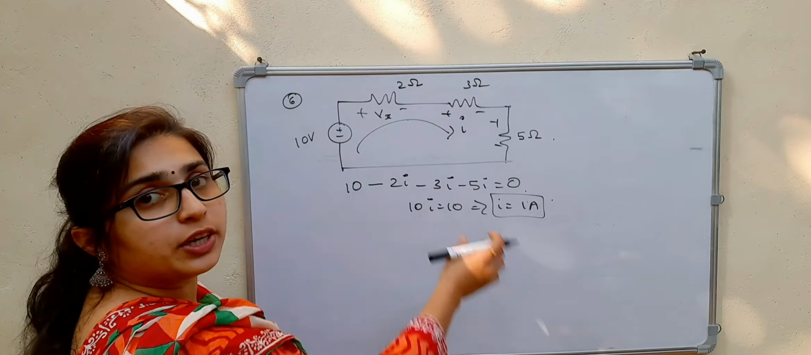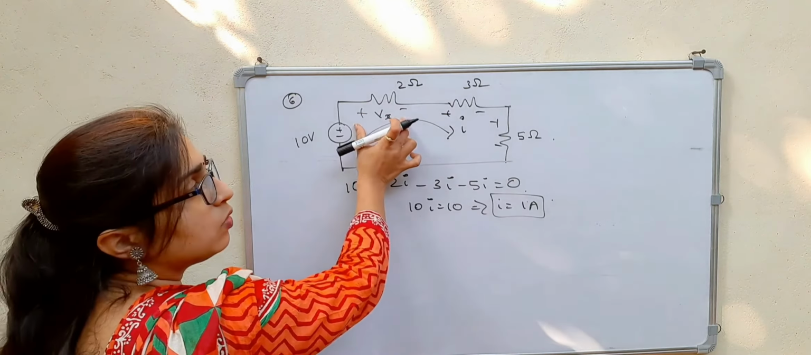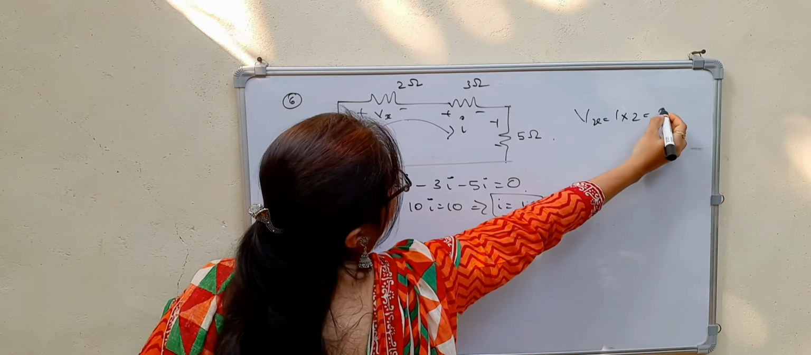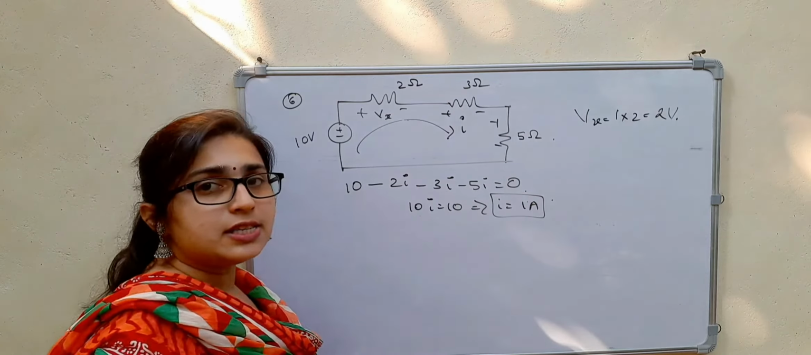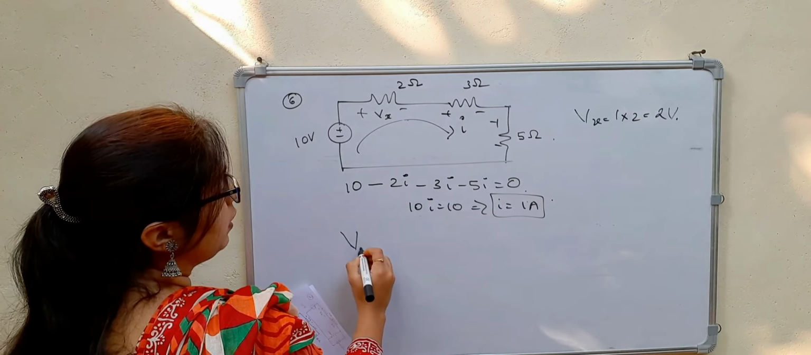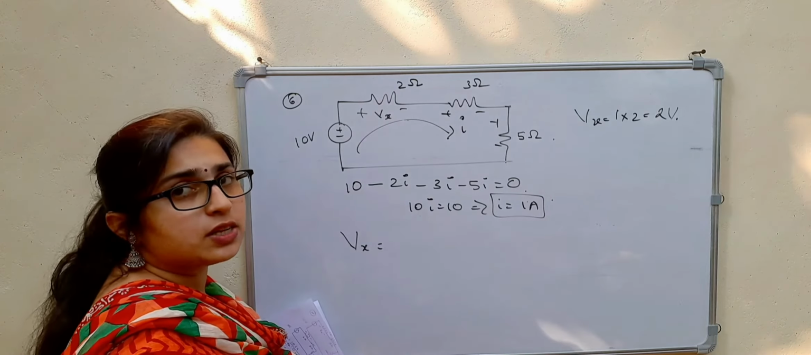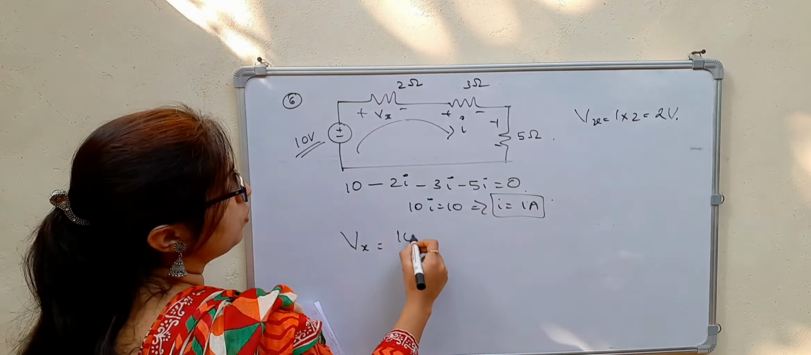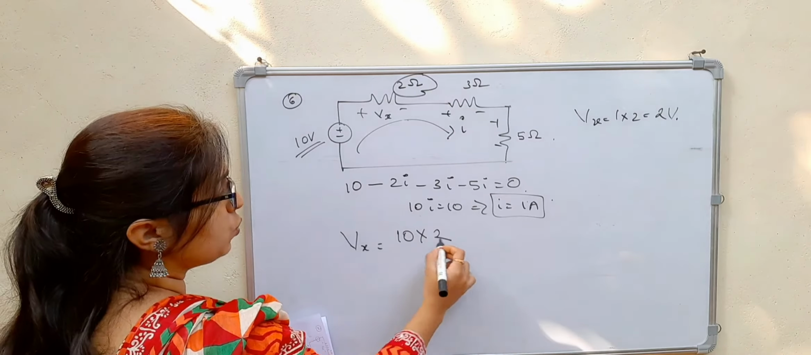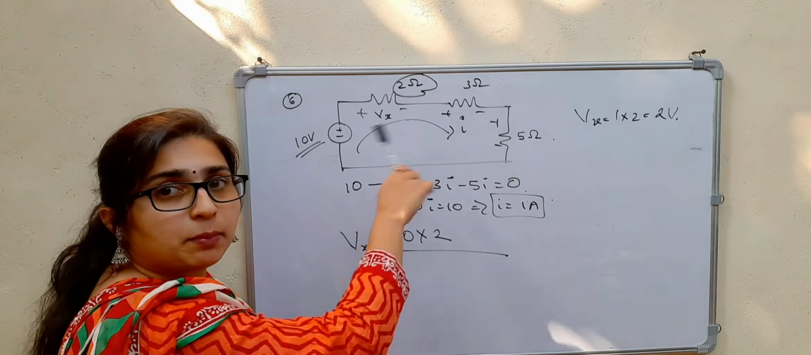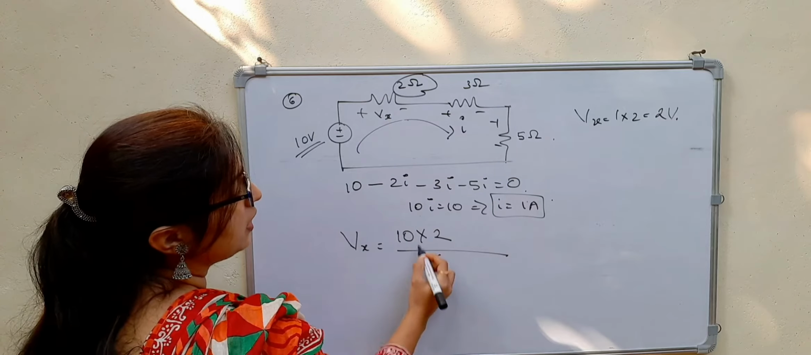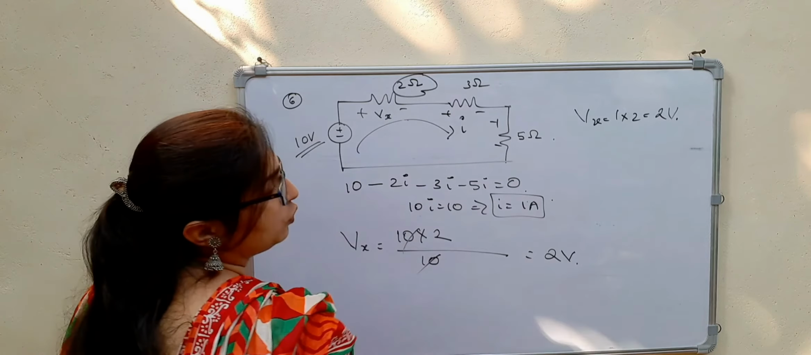So what is the voltage drop Vx? Voltage drop across Vx, that will be 1 into 2, 2 volts. Or else we can use voltage divider rule. You know voltage divider rule, that is Vx is equal to, what is the total voltage? That is 10 volts. Then what across which we are measuring, that is 2 divided by the sum of the resistors, 2 plus 3 plus 5. So it is 10. That is equal to 2 volts.